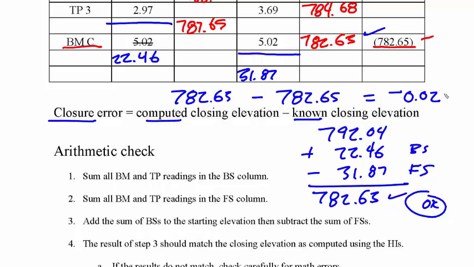Please notice that the arithmetic check on this circuit has a sum of foresights and a sum of backsights that are wildly different. Why? Because the circuit starts and ends in two different places. When you're looking at a circuit that begins and ends in the same place like we saw with the first one, then those two sums will be very, very similar.